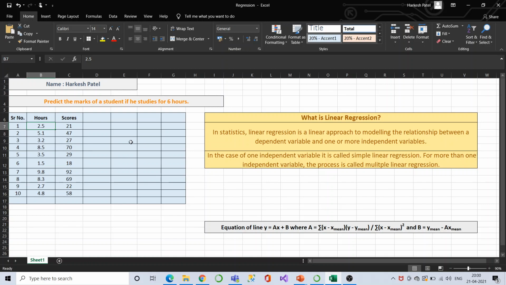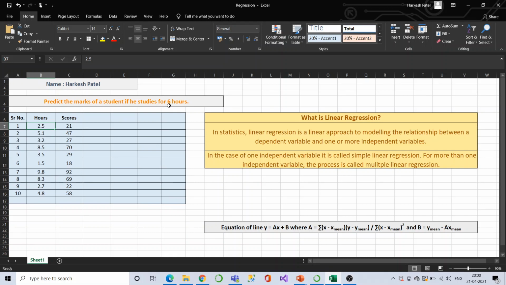Okay, so this is an example where these are the hours a student studies for passing a test. He studies for 2.5 hours and his score out of 100 is 21. If a student studies for 5.1 hours, his score is 47 and so on. We need to predict the marks of a student if he studies for 6 hours.